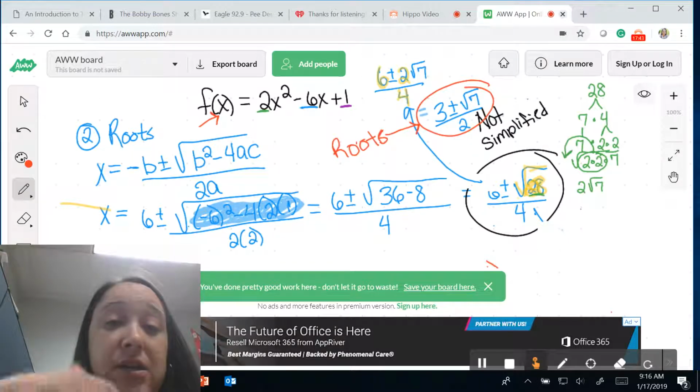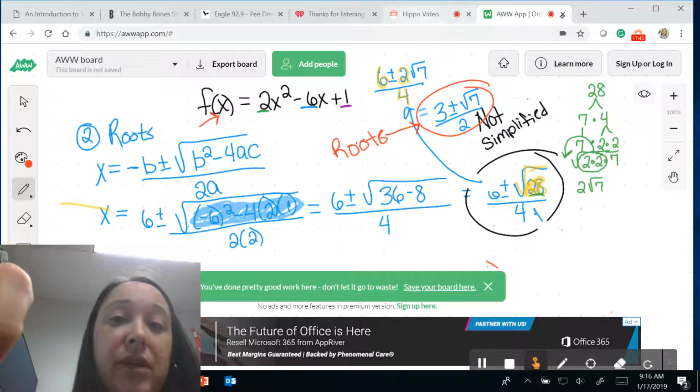So that's it. It's just a quick video on finding the vertex of a quadratic and finding the roots of a quadratic.